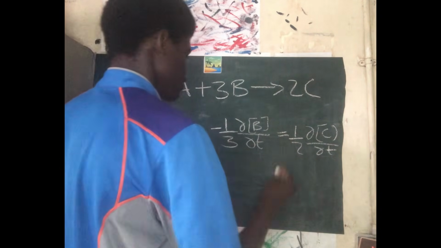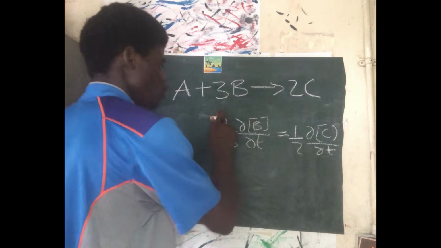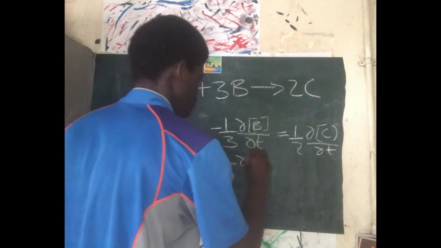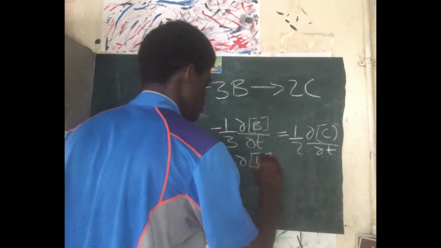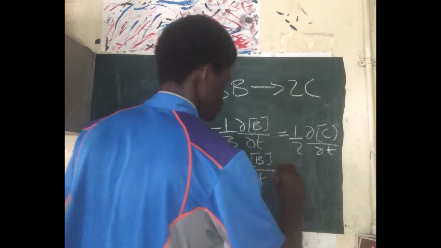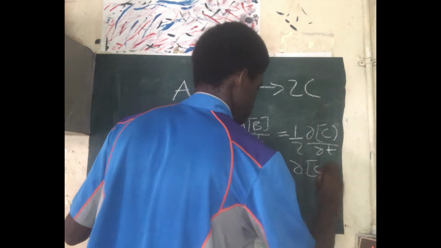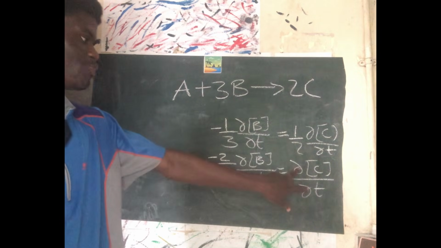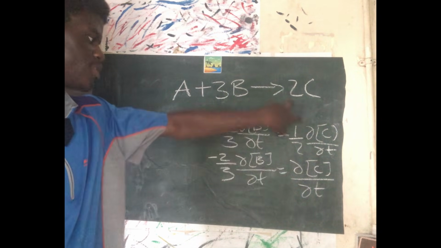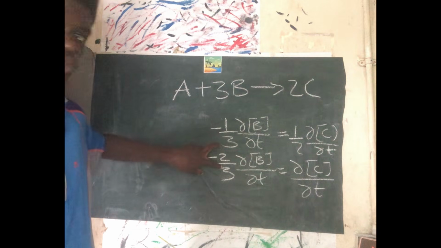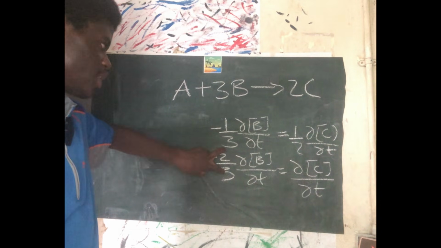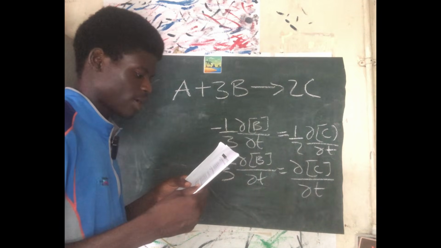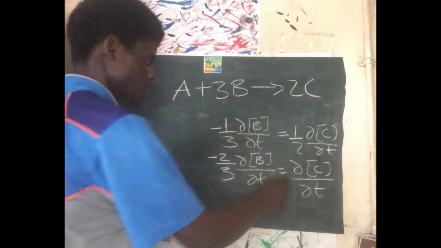So if you take 2 up here, that will be minus 2 over 3 dB/dt is equal to dC/dt. That means we've already expressed the reaction rate of C using the reaction rate of B. So from that you can say our answer is option C. You can see how we did it.